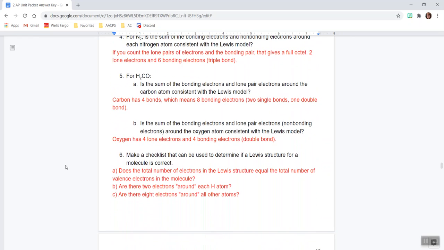Also works for oxygen. It has 4 lone electrons and 4 bonding electrons, so it's like a double bond. So as far as your checklist to see if a Lewis structure is correct: first, we need to make sure that we have the correct total number of electrons. That should match the total number of valence electrons in the molecule. Are there 2 electrons around each hydrogen? And are there 8 around all other atoms?